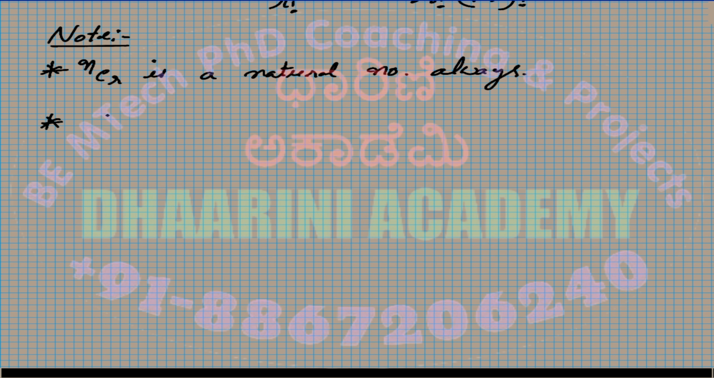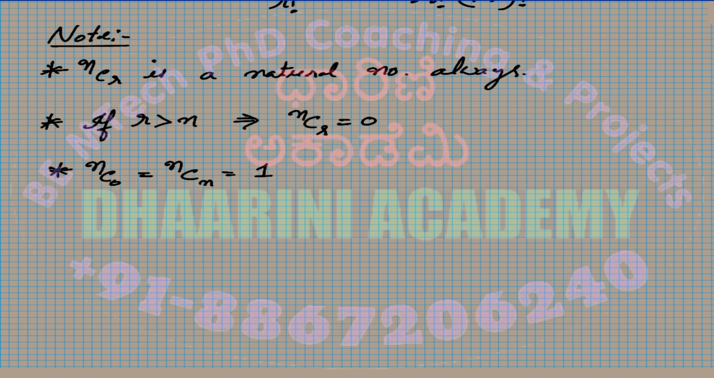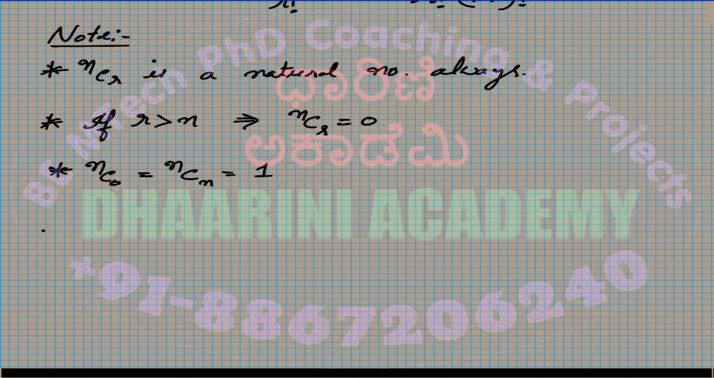And then, if r is greater than n, then always nCr equals 0. Then the next rule is nC0 is the same as nCn, that is always equal to 1. So nC0 refers to in how many ways you can select 0 items from n items. That's always 1, right? You select nothing once. One combination is possible. Similarly, out of n, all the n has to be selected. That is also possible with 1 as the answer.